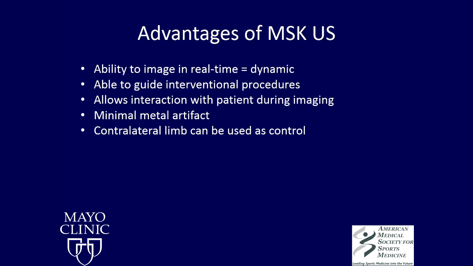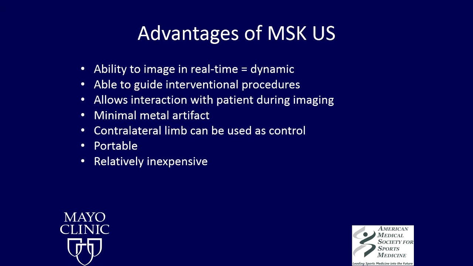While you're doing the examination, if you see some pathology and you want to compare it to the opposite side, you can just quickly move your transducer over and do a contralateral limb comparison. Whereas that's very, very difficult when you're doing it with MRI. It's also portable, so you can take your ultrasound machine from room to room, but it's very difficult to take your MRI from one clinic to another, so it really is very helpful to have a portable imaging modality.